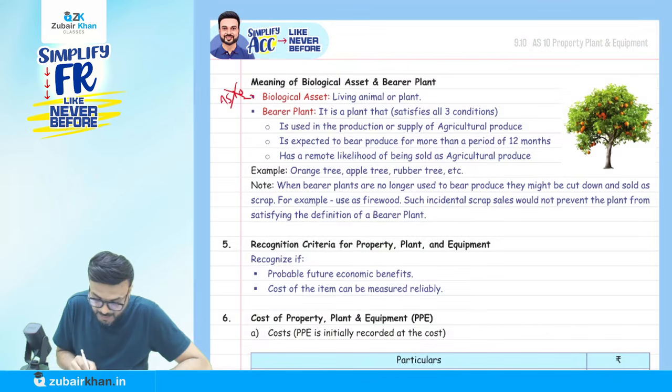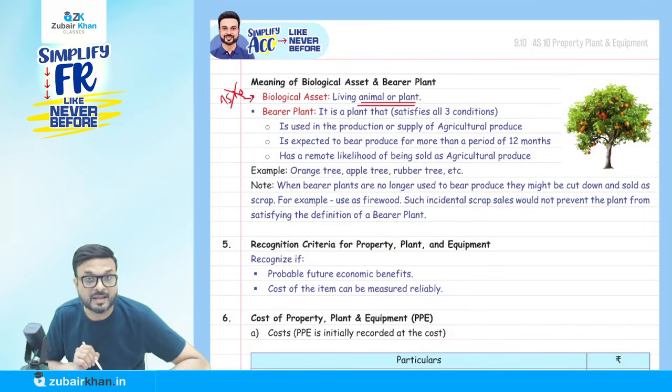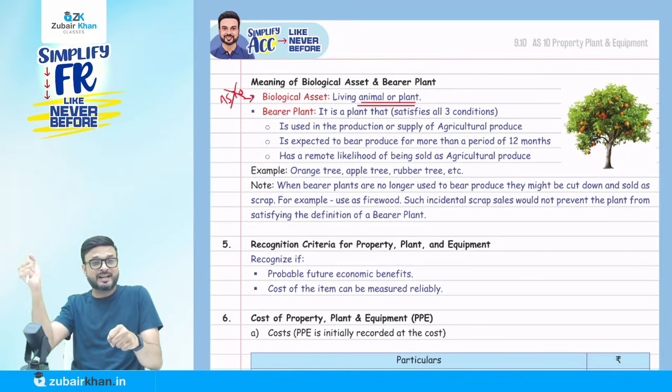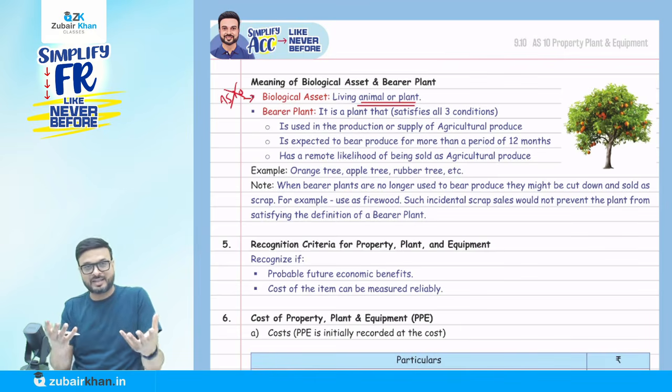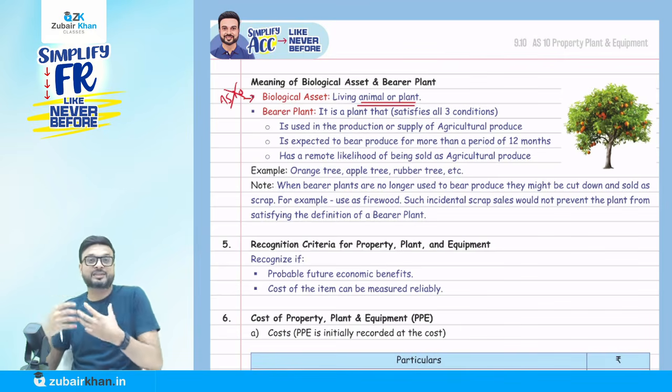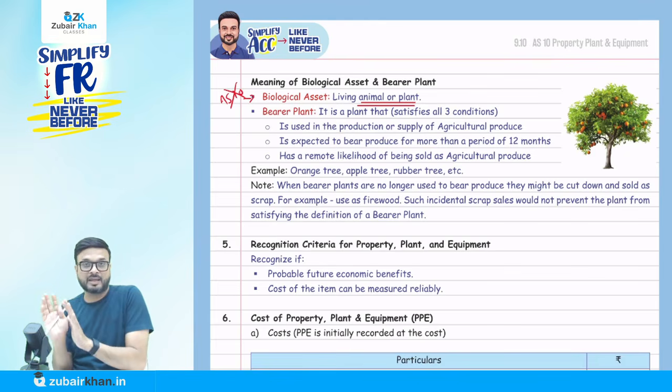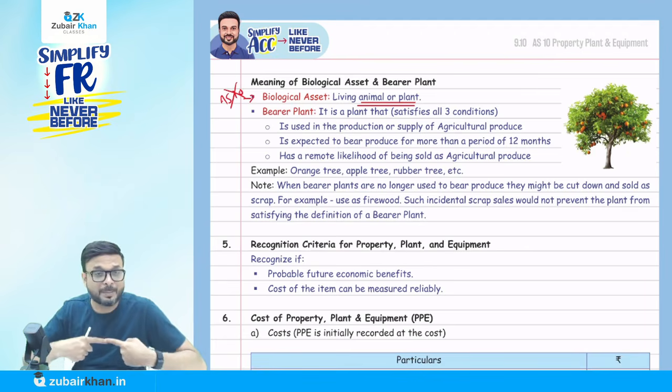Okay. So what is biological asset? The living plant or animal. So if someone is using a horse for the purpose of delivery of goods, they say it's PPE, it's tangible, sir. Yes. You're using it for the purpose of what? Providing services. Yes, correct. And the life is more than 12 months. So whether AS10 is applicable, the answer is no. They say AS10 is not applicable to biological asset, meaning living plant or animal. Okay. But it is applicable to bearer plant.